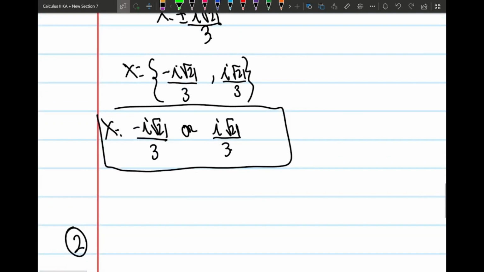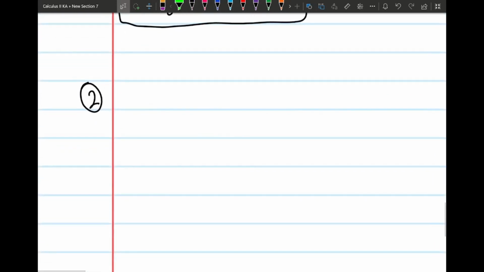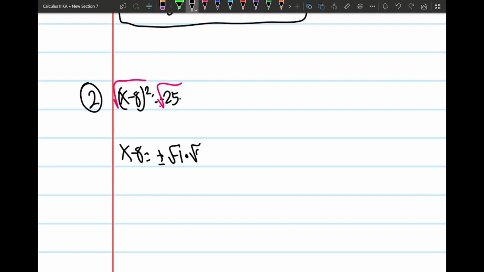Number 2 is going to be the following: (x minus 8) squared equals negative 25. Now, the way we're going to do this, we're going to first take the square roots, right? Because we need to get rid of that squared term. So we're going to do x minus 8 equals plus or minus, again that plus or minus because we have two answers, the square root of negative 1 times the square root of 25.